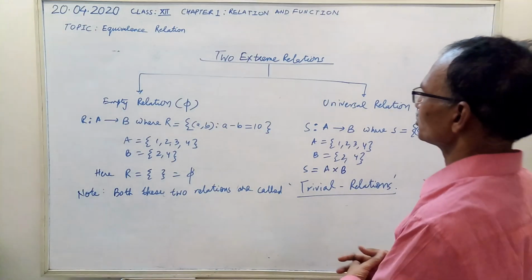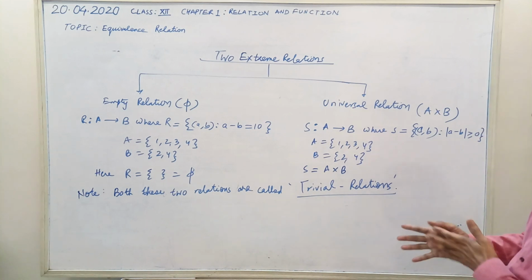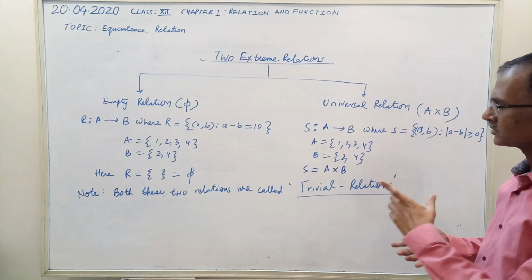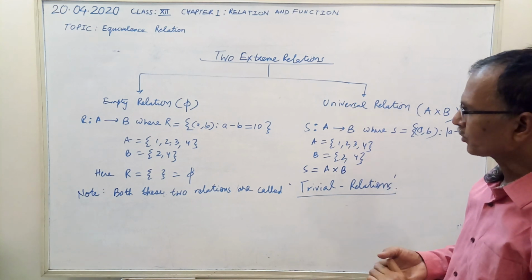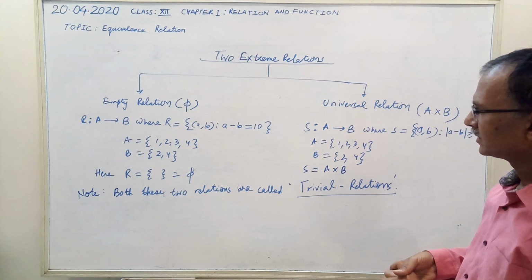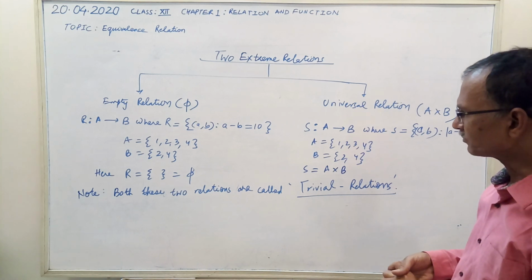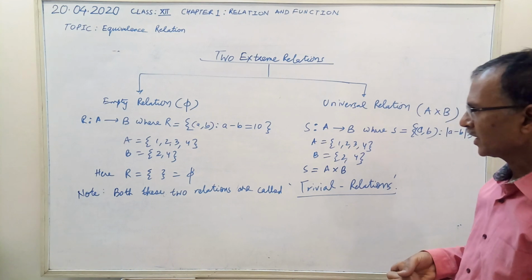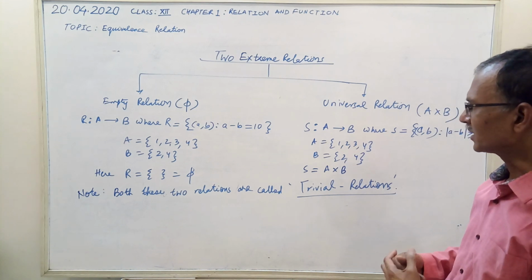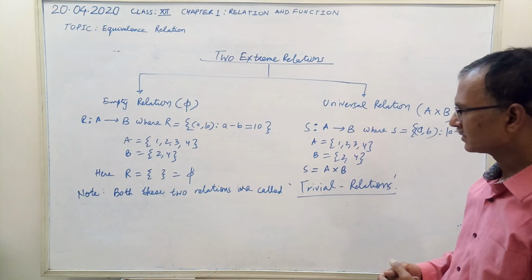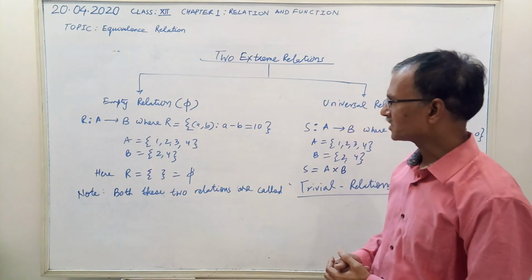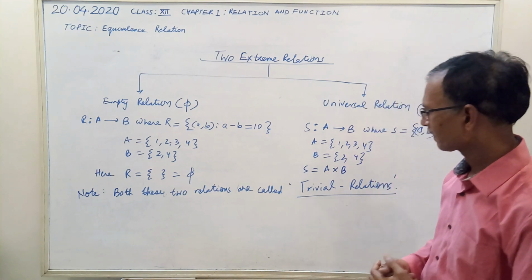Children, before we come to equivalence relation, let us review two extreme relations. Observe here, the relation R is defined from A to B, where the condition is that A minus B is 10. Now since A is 1, 2, 3, 4 and B is 2, 4, we cannot find any pair which fulfills the condition that A minus B is 10. That means it is empty. This is called the empty relation, and it is denoted by phi.